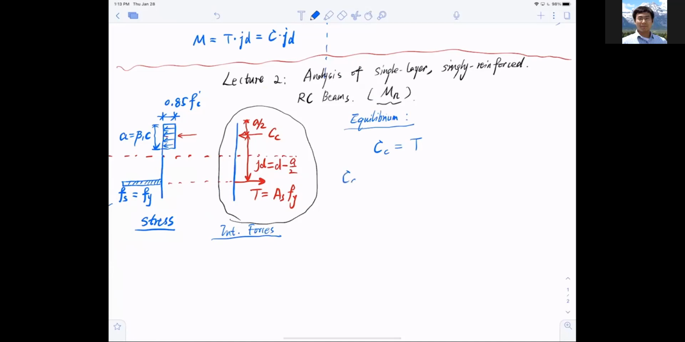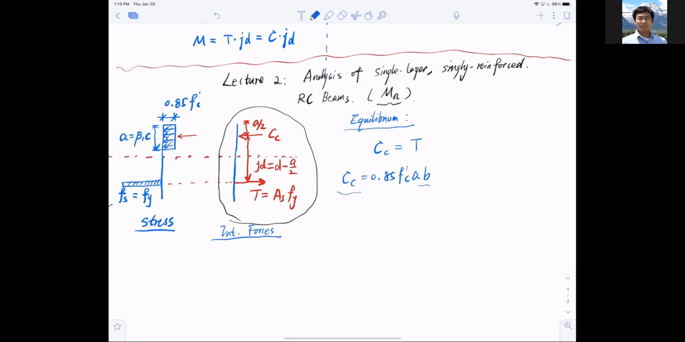We say the concrete compression equals 0.85 f'c a, which is this area, multiplied by b, which is the width. And if you forgot where the b is coming from, you can review the last lecture. We showed you a 3D drawing where the width of the section gives you a volume here. So that is the total compression, and we have to let this equal the tension, which in this case is As fy, and that equals the tension force T.